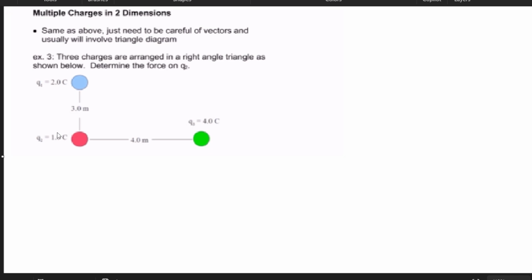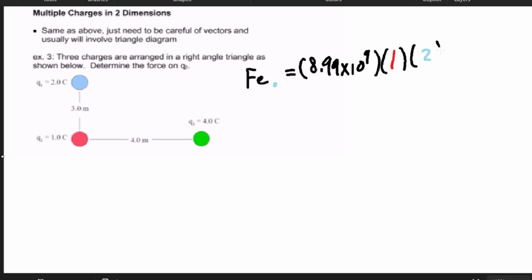So we are trying to determine the net force on Q2 for this. So step 1, let's just calculate the electrostatic forces individually. First I'm going to do Fe blue to Q2, to remind us we're doing these. And that's going to be the constant K times the charge of Q2, then the charge of Q1, and then the radius squared.